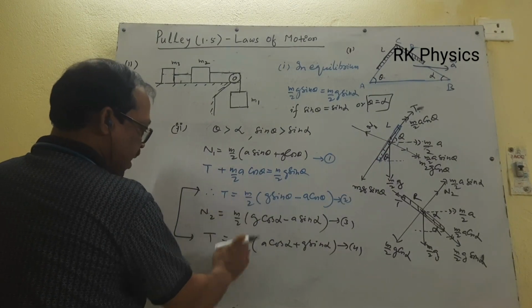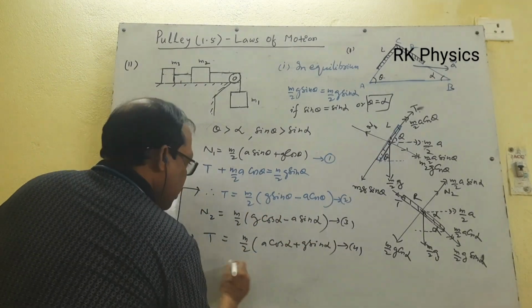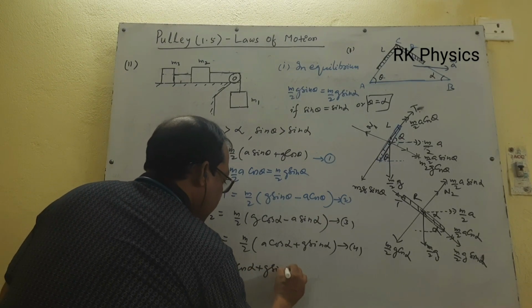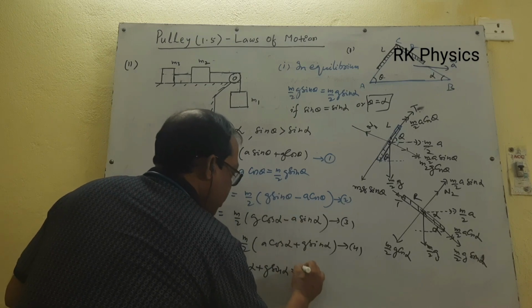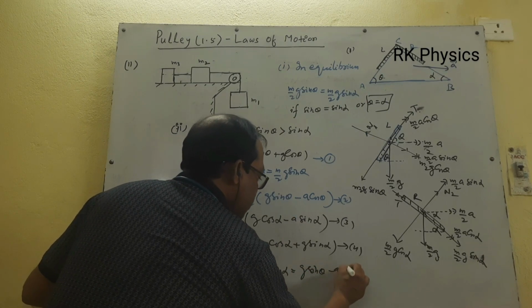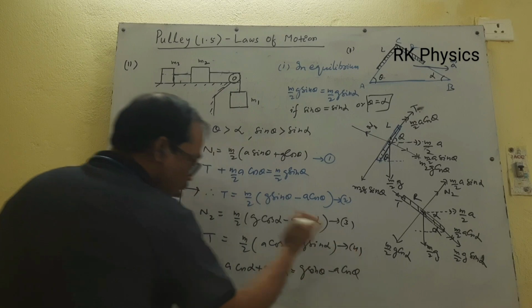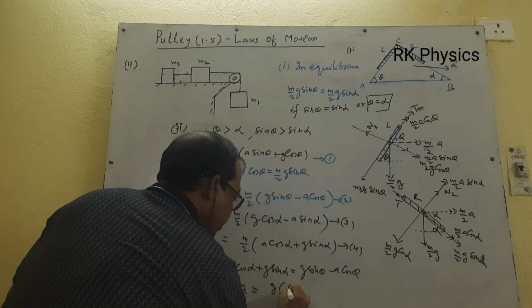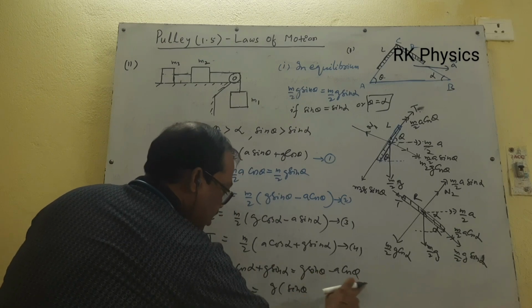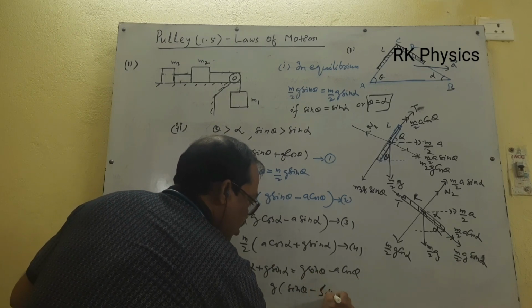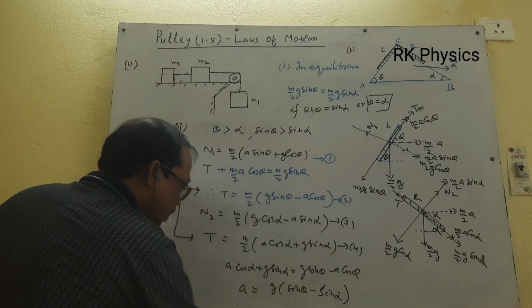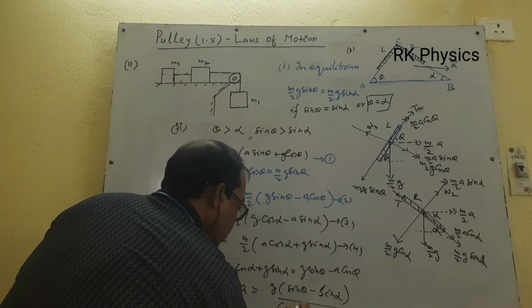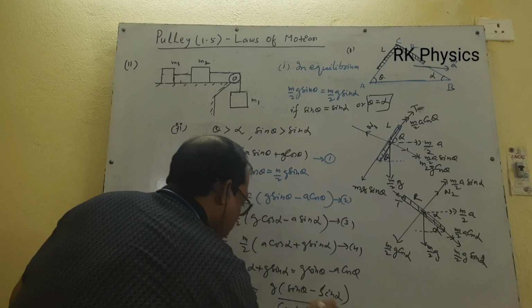On the LHS, N by 2 cancels. So I am writing this: a cos alpha plus g sin alpha equals g sin theta minus a cos theta. Take a cos theta to the right and take a common, so g sin theta minus g sin alpha on the right, and on the left a common, cos alpha plus cos theta.